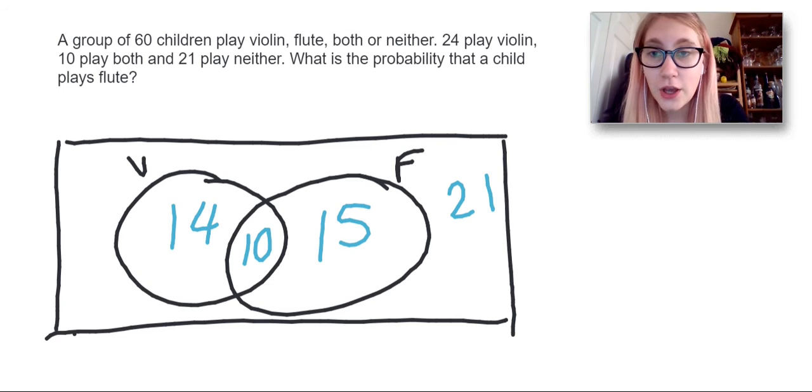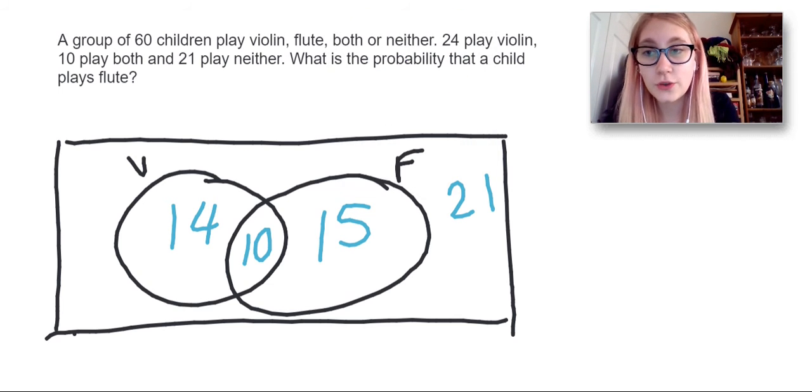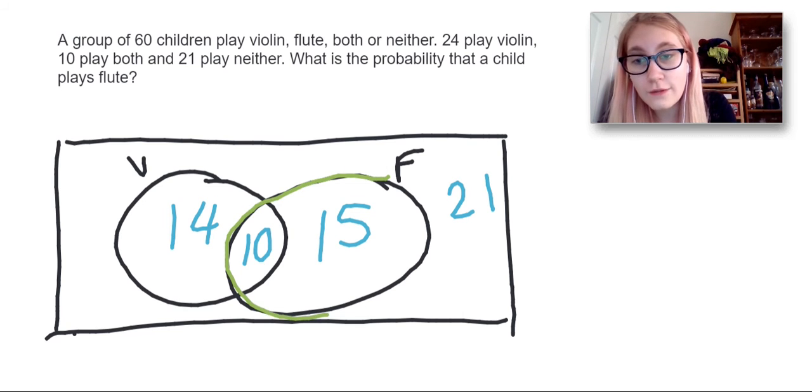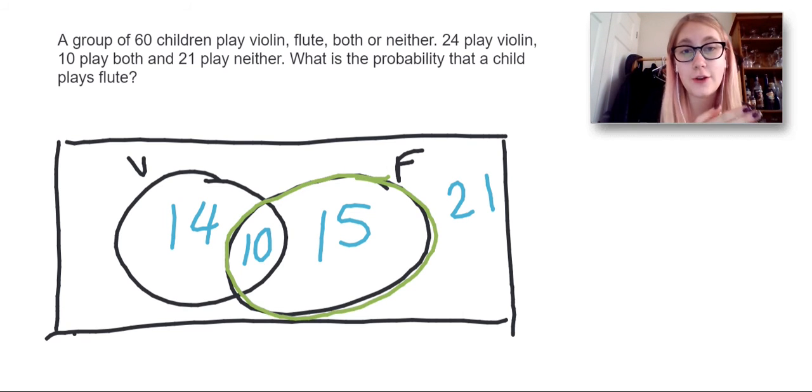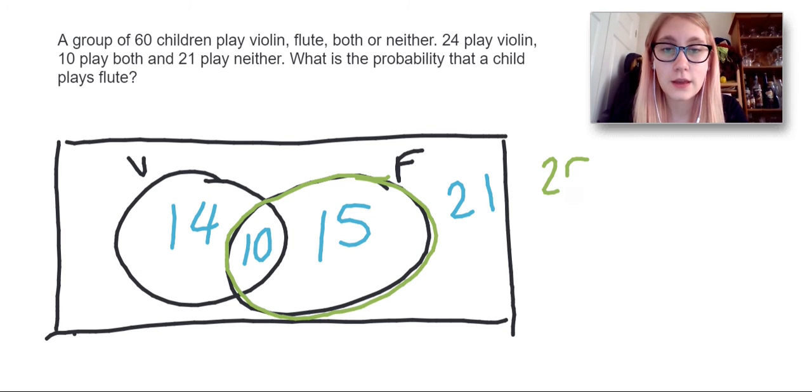Then we just look at our question, what's the probability that a child plays flute? Well, we look at the children who play the flute, and that's all of these. So you've got to remember the children who play flute and who play both. That's 25 children altogether, out of 60.